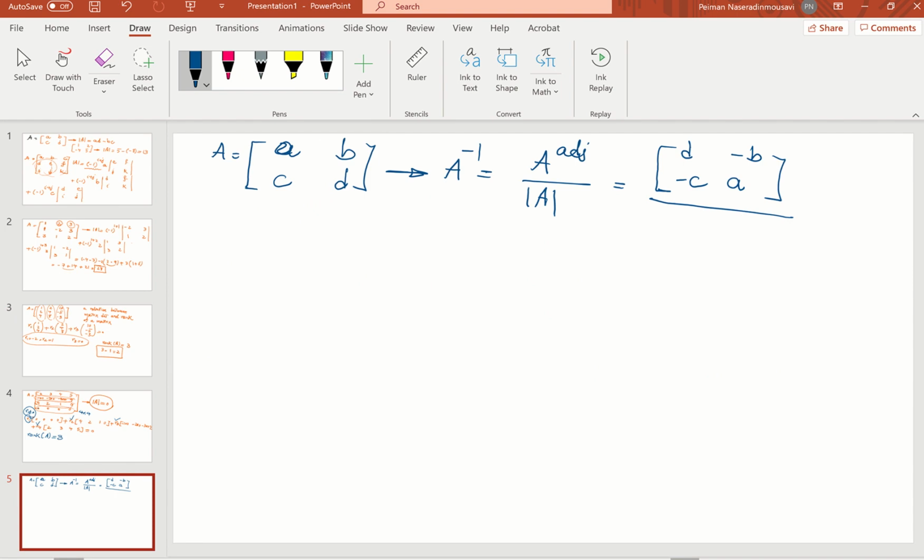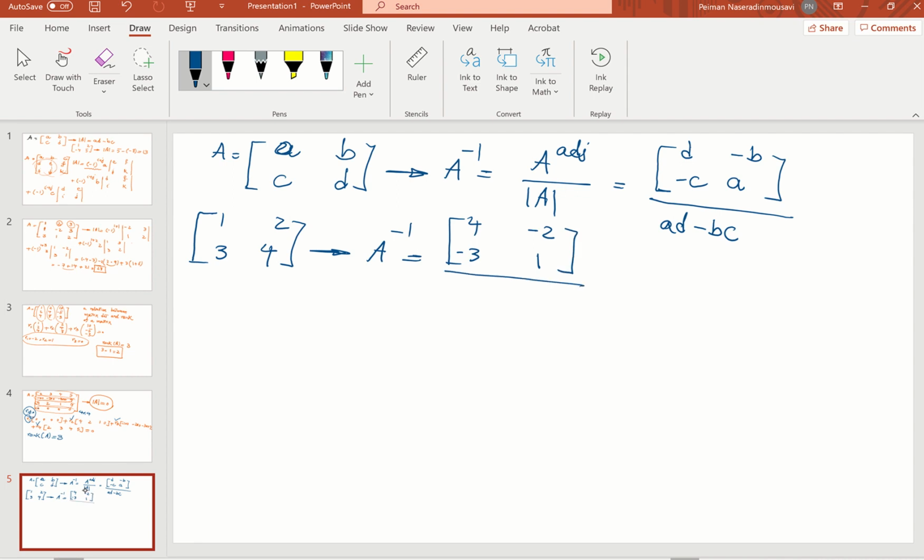The determinant I taught you in this class is AD minus BC. For example, you have 1, 2, and 3, and 4. So the inverse of this matrix is the adjugate of A, which is 4, minus 2, minus 3, and 1. I'm switching the diagonal and changing the sign of the non-diagonal.